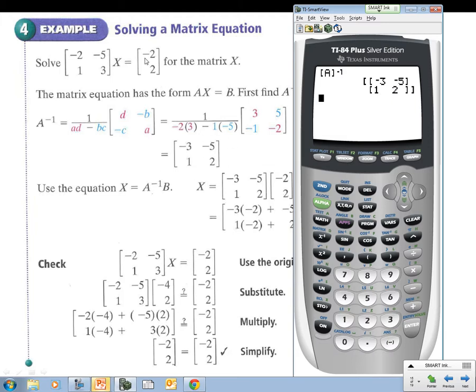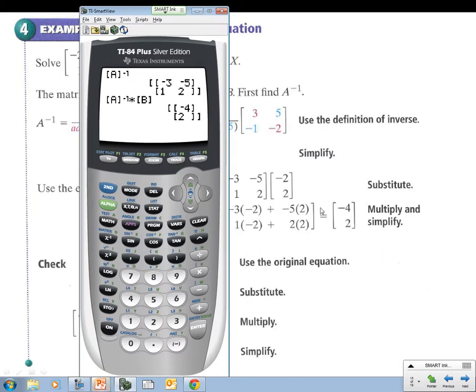Okay? And now to check at the end, let's multiply them together. So same thing. We want to do, again, the inverse of A. Now this time we want to times it by B. And there we go, negative 4 and 2, which is our final answer that we got here. All right, so we need to know how to do it by hand, but for a lot of the problems, to simplify and make it go faster, we can use our calculator either to do them or to check that we're getting the right answer.